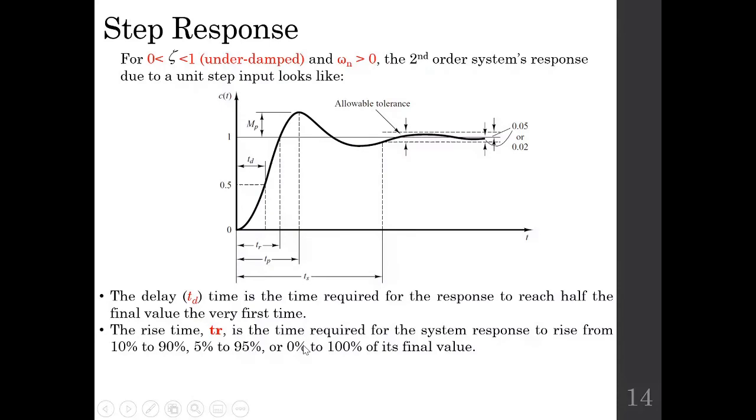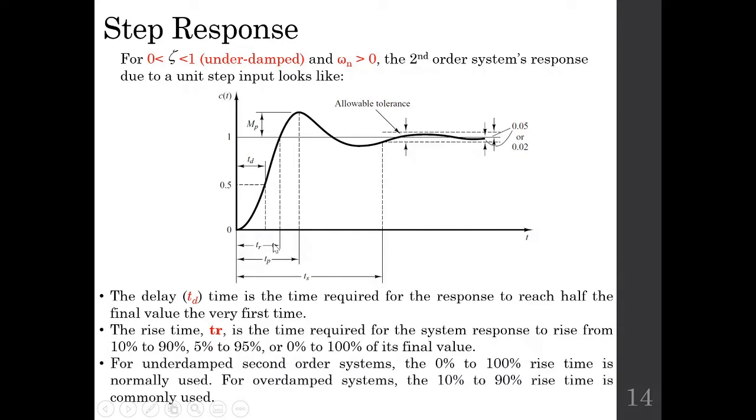The rise time is the time required for the system response to rise from either 10 to 90%, 5% to 95%, or 0 to 100% of its final value. However, in this graph, we have marked rise time from 0 to 100%. Usually for an underdamped second order system, the 0 to 100% rise time is normally used, and for overdamped system, the 10% to 90% rise time is commonly used.